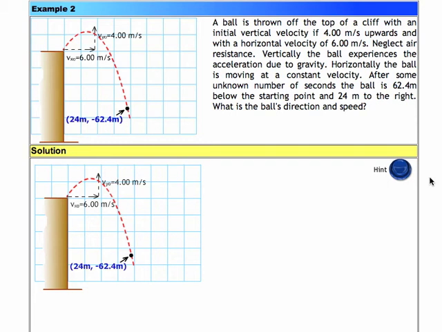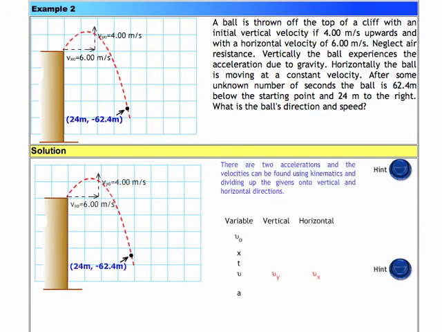So to begin this problem, I'm not going to look at the question so much as how it's set up. I have two accelerations, one vertically and one horizontally. Our rule is for every acceleration we draw a list of givens. So in this case, because I have two accelerations, I'll have two lists of givens, one in the horizontal direction and one in the vertical direction.